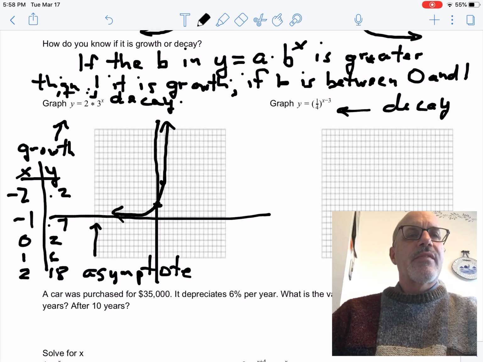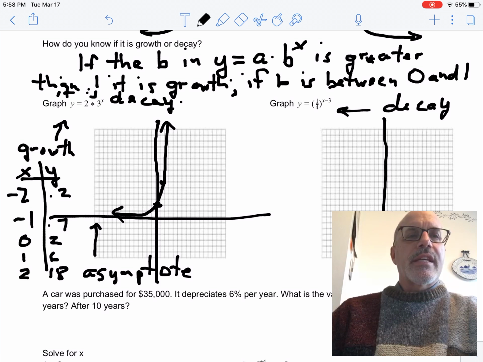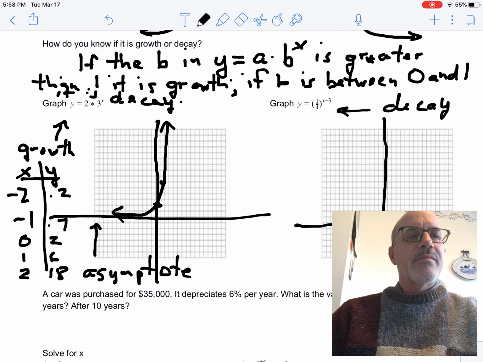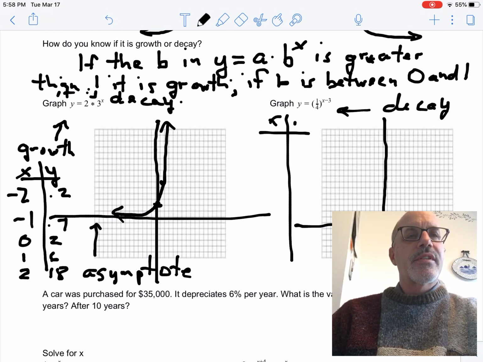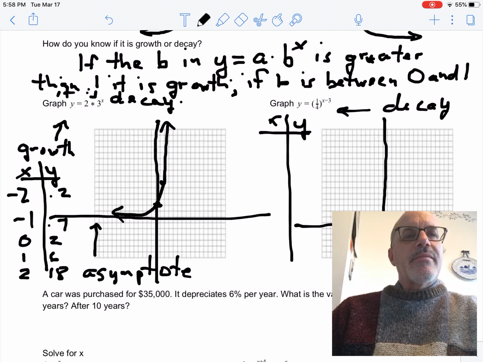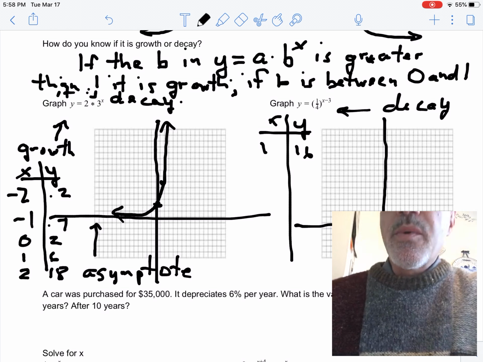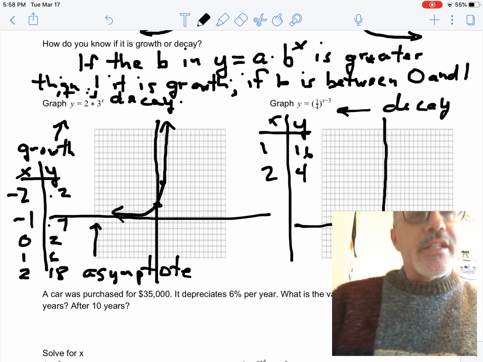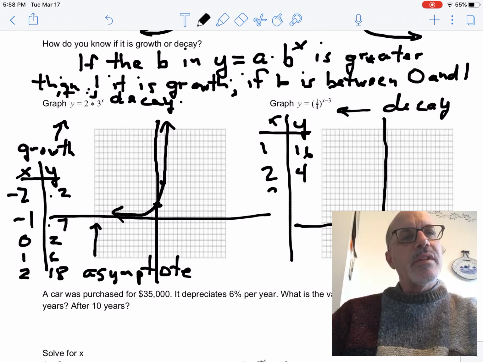Let's do the same thing for the next graph. Sorry, my picture is actually covering over some of what we're working with. So let's set up our XY table first. In putting the x and y's in, notice that since the exponent on this one is an x minus 3, we're going to start a little bit larger.